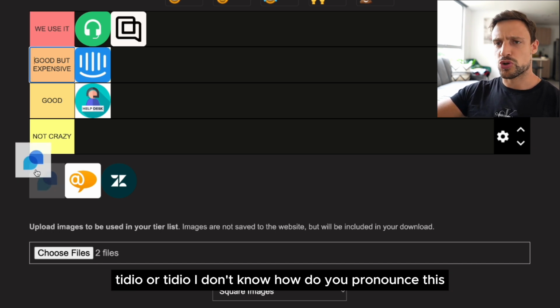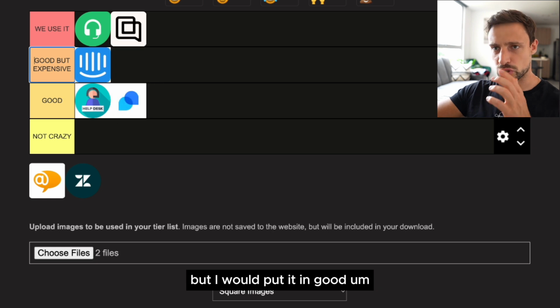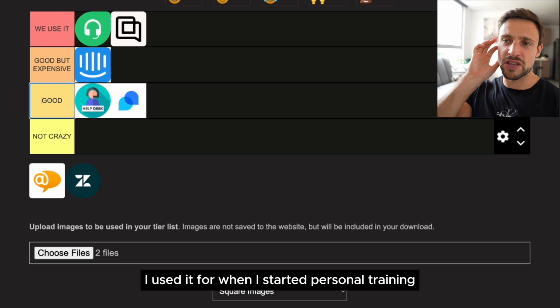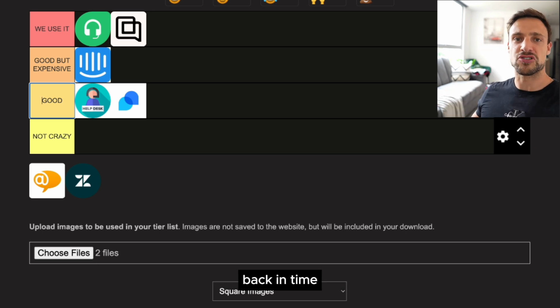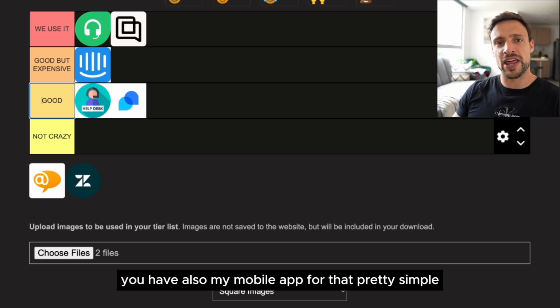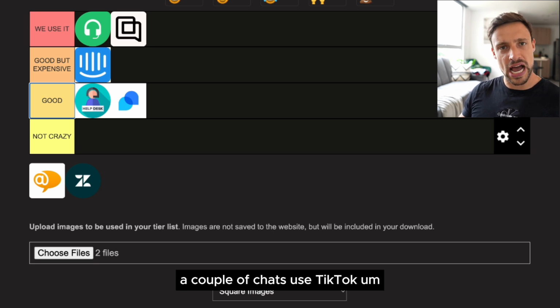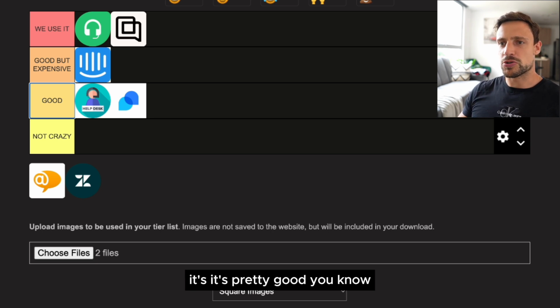Tidio, I don't know how you pronounce this, but I would put it in good. Good but not expensive, simply as that. I used it when I started personal training back in the time. You also have a mobile app for that. Pretty simple, and if you want to just start out and have a couple of chats, use Tidio. It's pretty good, you know.